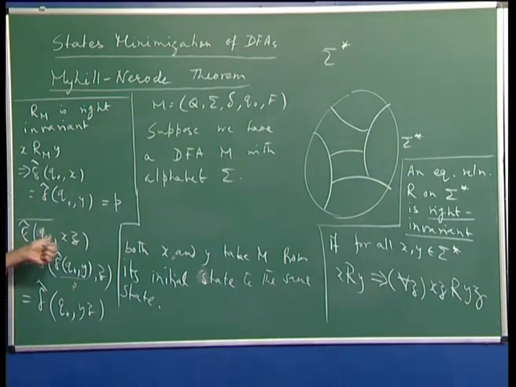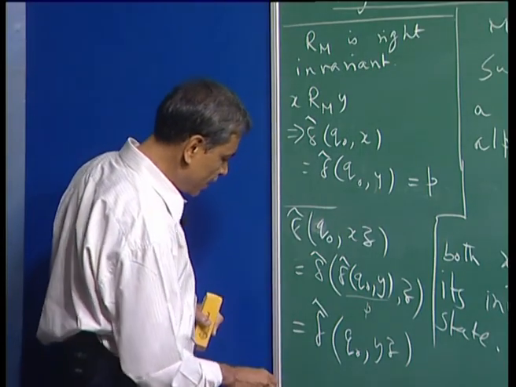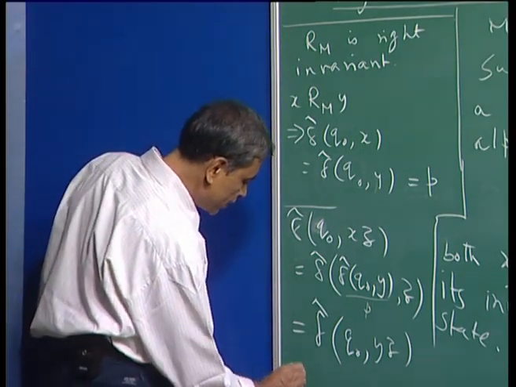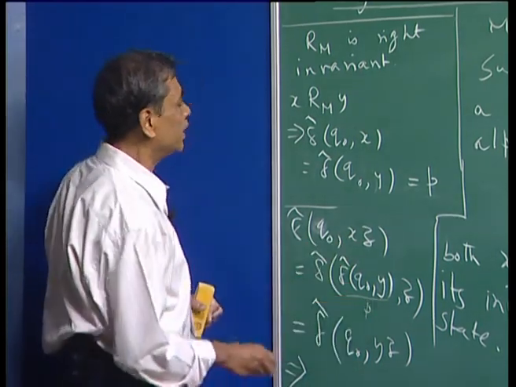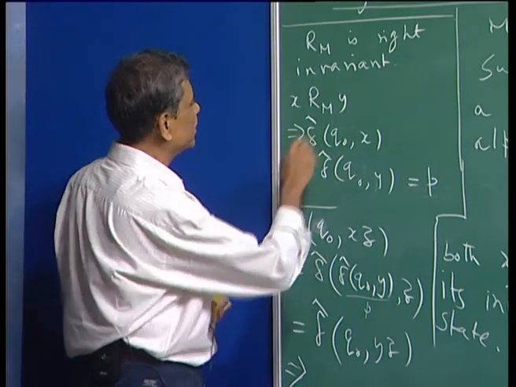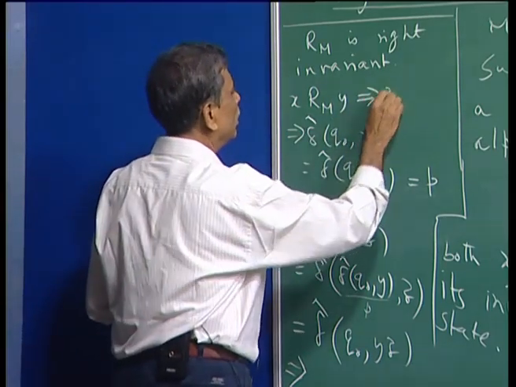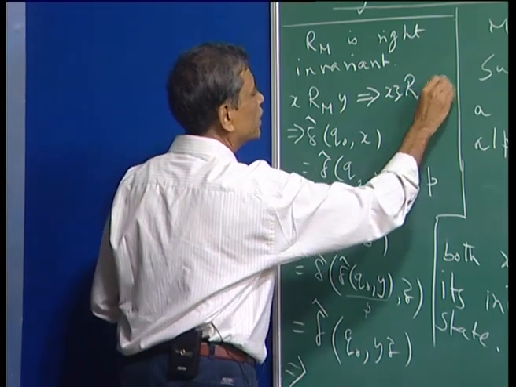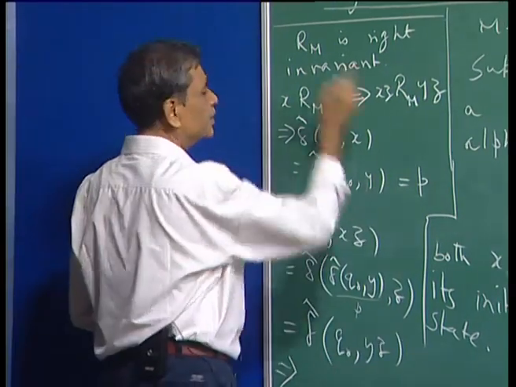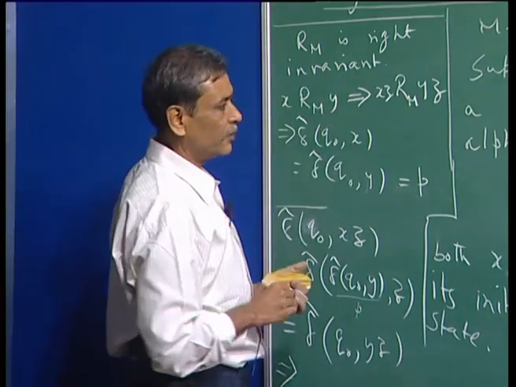So, therefore, both x z and y z take the machine from q0 to the same state, and this of course implies that x z and y z are related. So, I can say x z is related by this relation R m to y z. The important point is that the relation R m is right invariant.